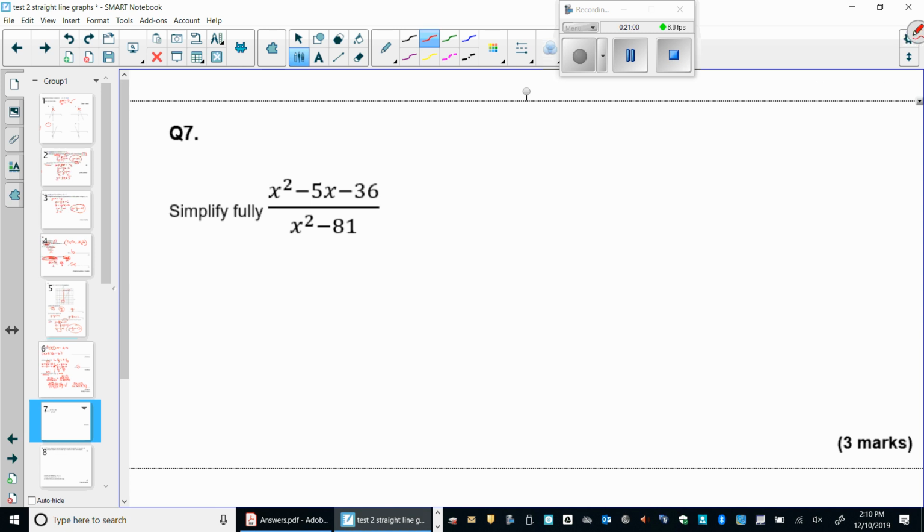Next one. Okay, so it's x squared minus 5x minus 6 over x squared minus 81. Simplify fully. Well, if you're simplifying a fraction, what format should it be in? Well, that's not asked. Okay, you should put it into brackets because the only way we're allowed to cancel things out is if they are multiplied by something, yes?